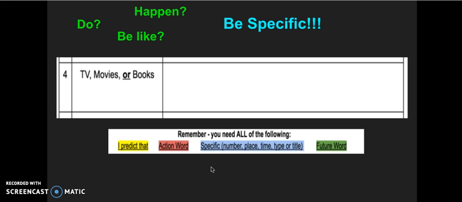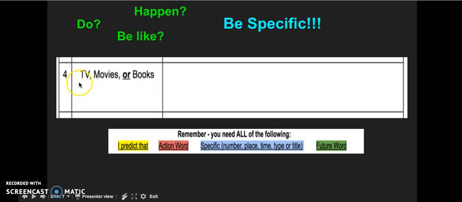Okay, students, we are on number 4. This one's kind of fun. You're going to make a prediction about something on TV, a movie that you saw, or a book that you've read, okay? What is a prediction you can make about one of these things, okay?